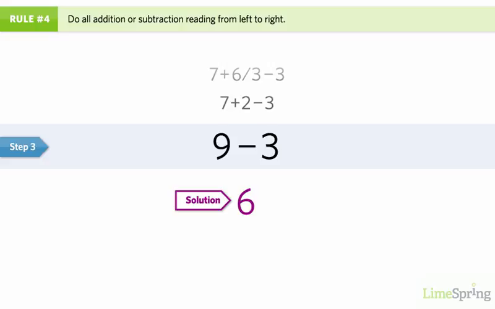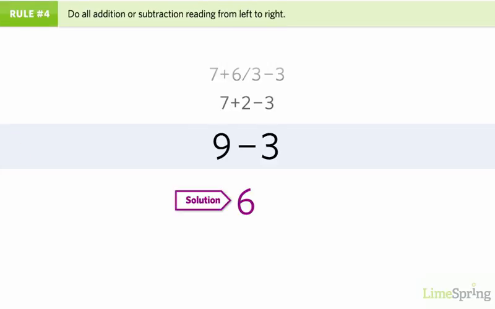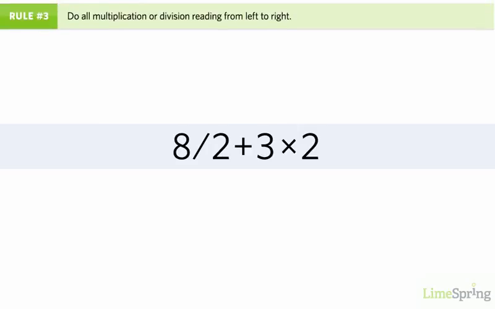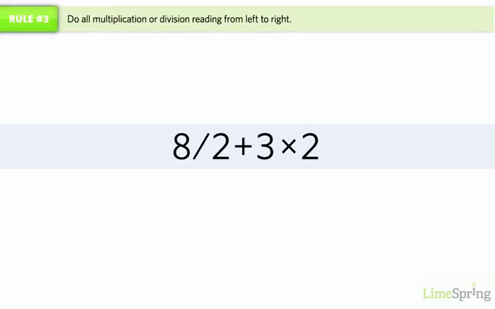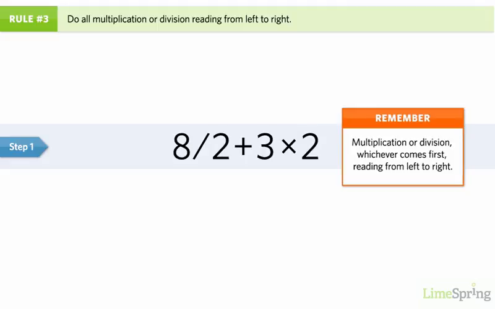Okay, for our last problem, let's do one that combines both multiplication and division. How about 8 divided by 2 plus 3 times 2? To start, we look at our rules. Do multiplication or division, whichever comes first, before doing any addition or subtraction. As we read this expression from left to right, the first multiplication or division problem we come to is 8 divided by 2. So let's simplify that.